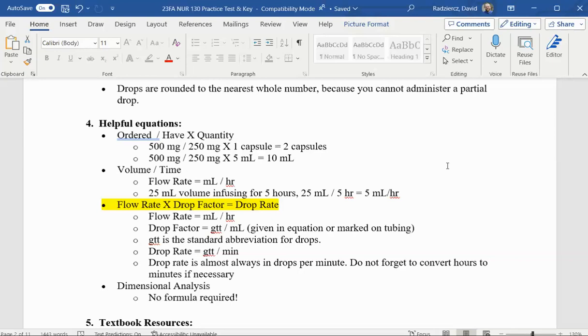All I'm doing is, even when I say flow rate times drop factor, that's just simplifying the dimensional analysis. It's milliliters per hour, or milliliters per minute, times drops per milliliter. Cancel out milliliters, you're left with drops per minute or drops per hour. If it's drops per hour, you convert hours to minutes. If it's in minutes, then you're done. And it's essentially just doing dimensional analysis. I just gave it a name.